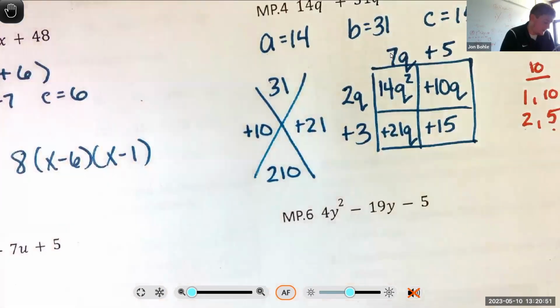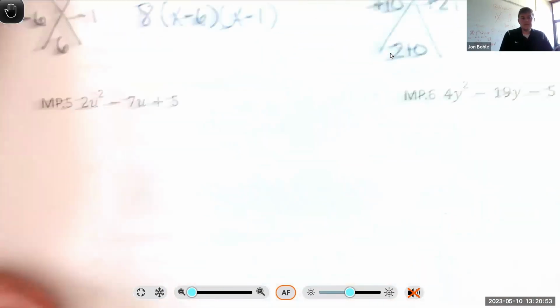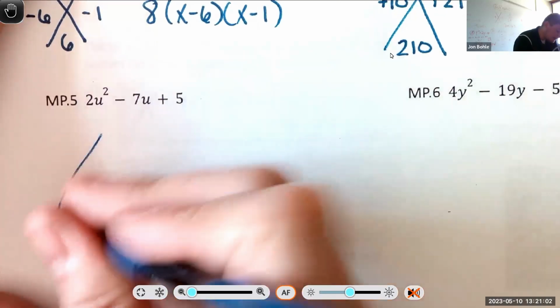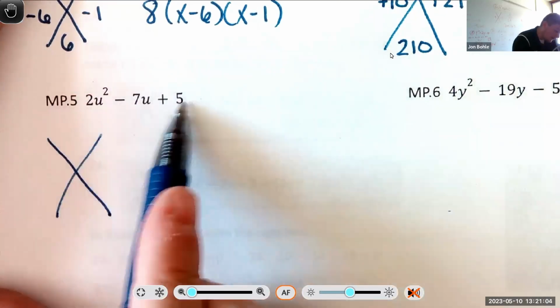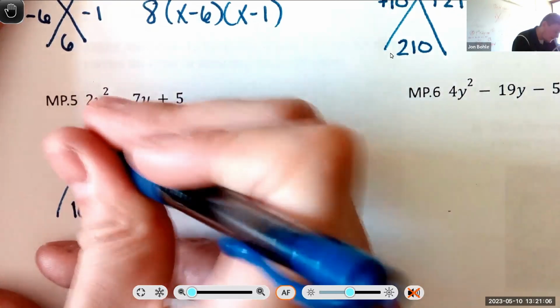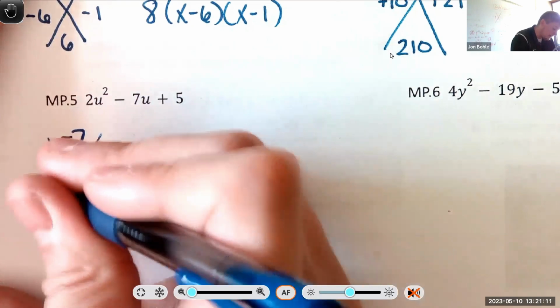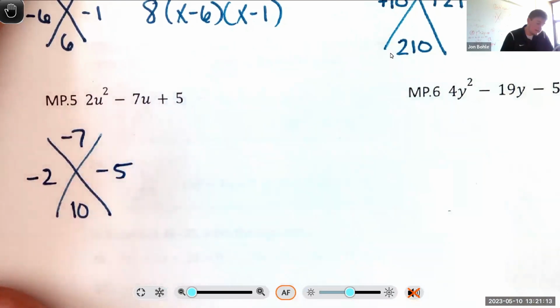Okay, number 5. Check for greatest common factor between 2, 7, and 5. I don't believe there's one, so I can just set up my X in my box. A times C, 2 times 5, is 10. The B value is -7, so you're going to look for numbers that multiply to 10 and add to -7. That's going to be -2 and -5.